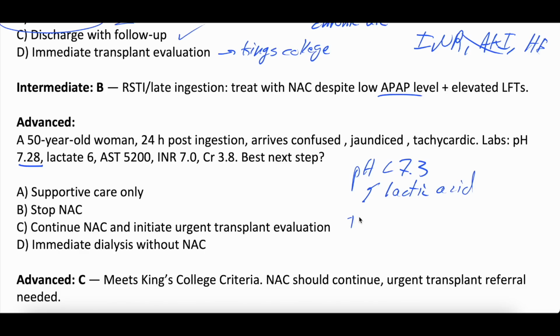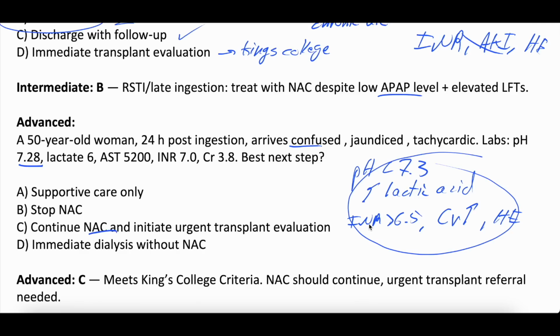And they meet the one that was INR greater than 6.5, creatinine that's elevated, I can't remember the exact amount, and then hepatic encephalopathy, because they're confused. So they actually meet all the King's College criteria. You obviously want to continue the N-acetylcysteine, but you want to refer them to a transplant center as soon as you possibly can, because they might need a liver transplant to save their life.